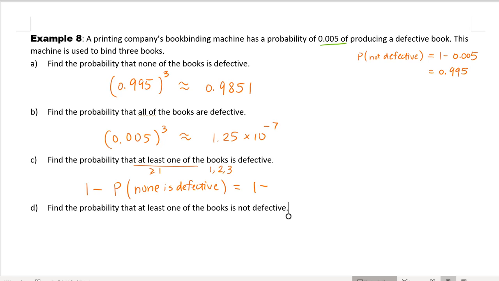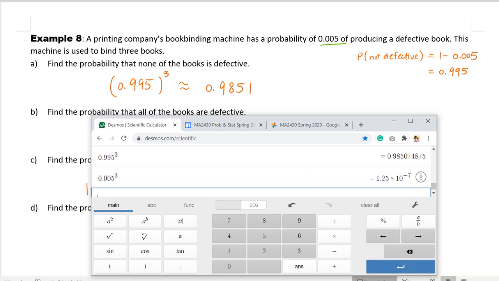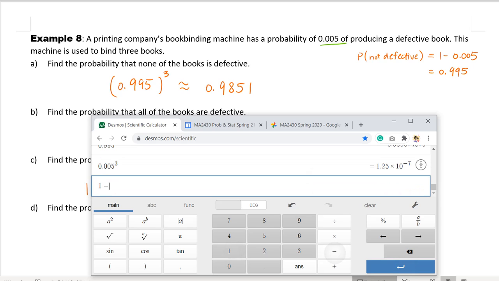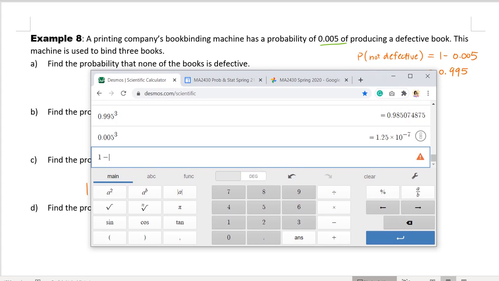And we already figured out this is part A. So 0.9851. And what do we get? So let's see. Oops, I forgot to start a new line. 1 minus 0.9851 is 0.0149.